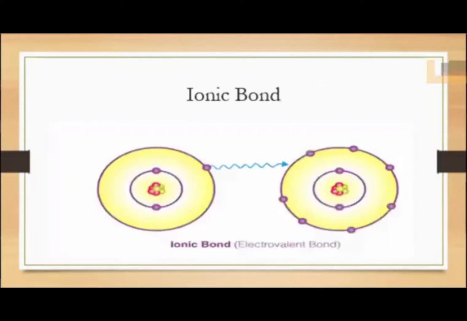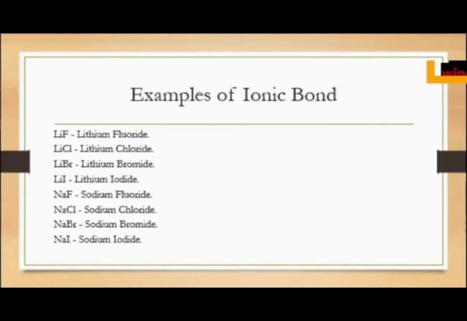Okay, next, we have here ionic bond. So what is an ionic bond? Ionic bond, also known as the electrovalent bond, is formed between a metal and a non-metal due to a large difference in their electronegativities. Examples of ionic bonds are lithium fluoride, lithium chloride, lithium bromide, lithium iodide, sodium fluoride, sodium chloride, sodium bromide, and of course, sodium iodide.